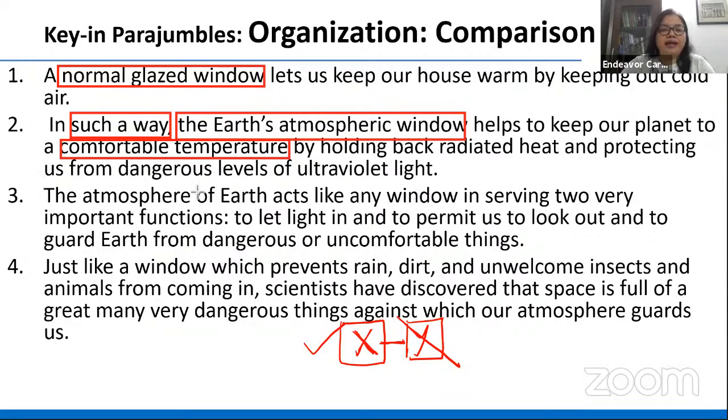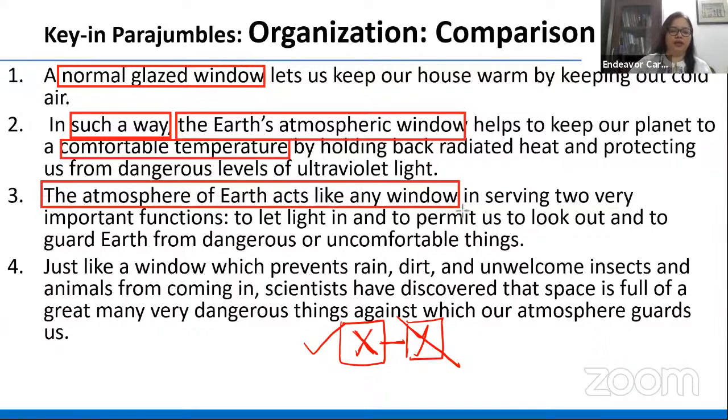The atmosphere of Earth acts like any window. You know what is important here? Are we talking of a window here, or are we talking of the atmosphere of Earth? We are talking here of the atmosphere of Earth, correct? Which means that I will want to start with a sentence that brings in the point I'm making. This paragraph is meant to describe the atmosphere of Earth. I bring that in first.